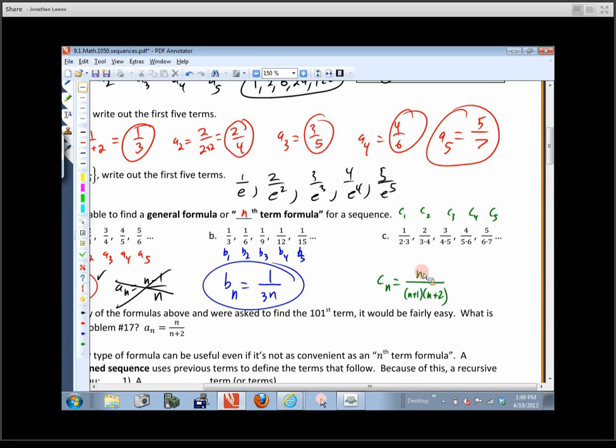So the top is the same as the index. The bottom is 2 different factors, a 2 and a 3. Or in other words, the first factor is 1 more than the top. The second factor is 2 more than the top. That's why we've got n plus 1 over n plus 2. Are there any questions about that?